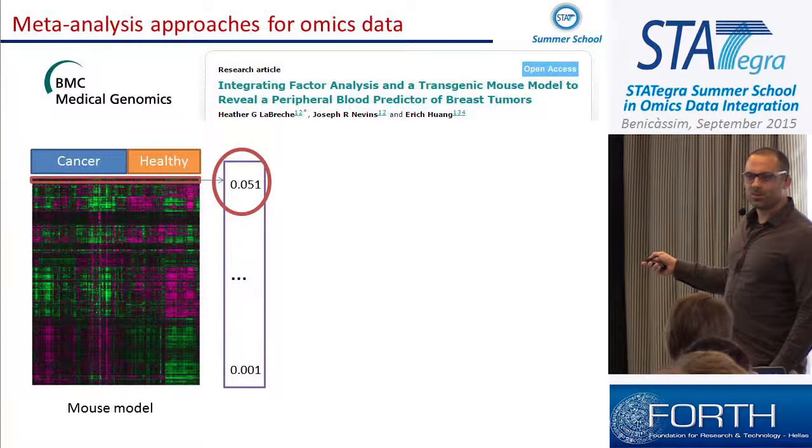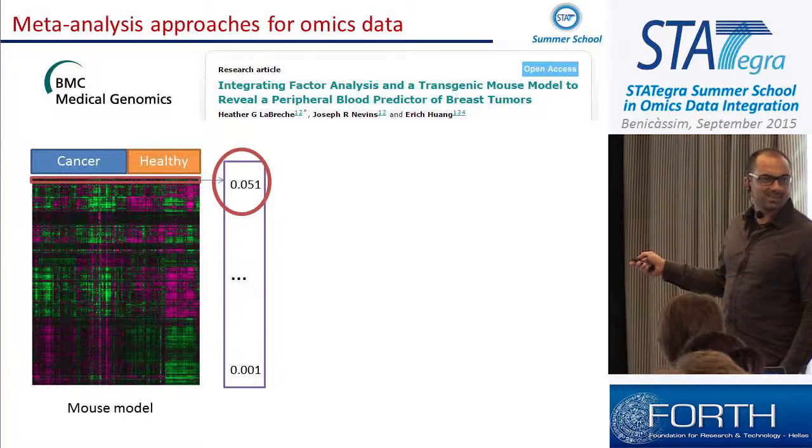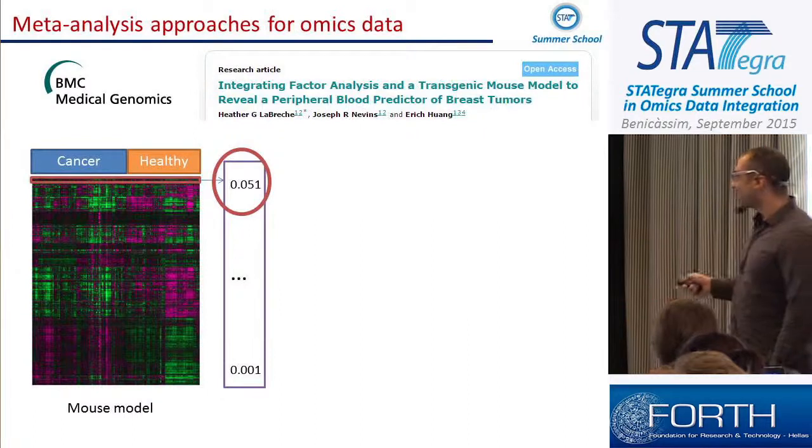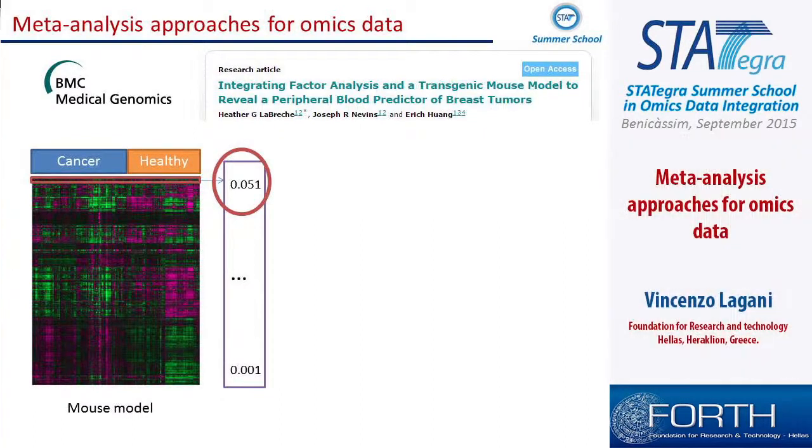I put on purpose this p-value here because this is a nightmare of any statistician. Because when it is 0.051, you never know whether to call it significant or not. Actually, I don't know why it is so different from 0.049, for example.